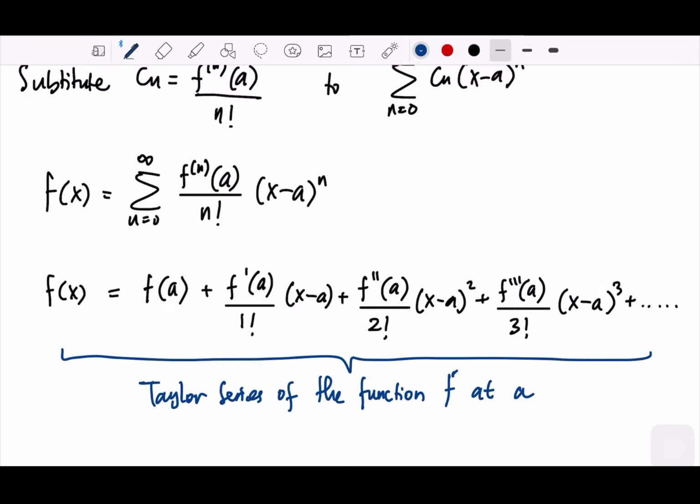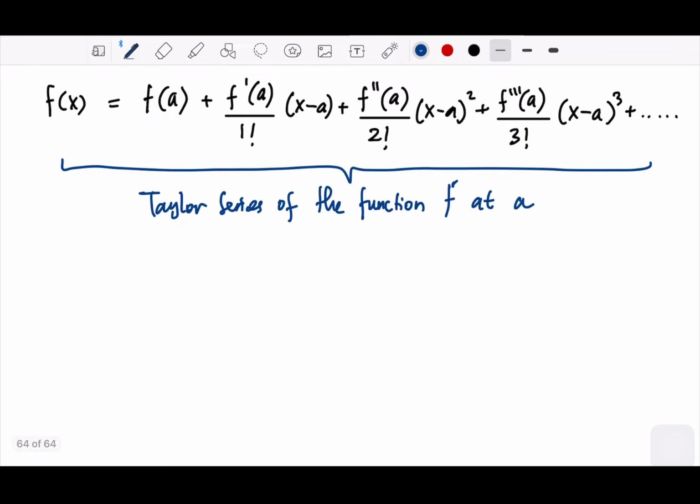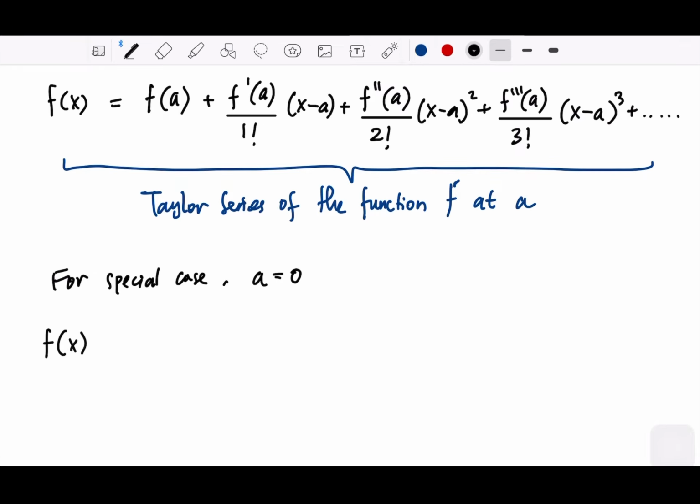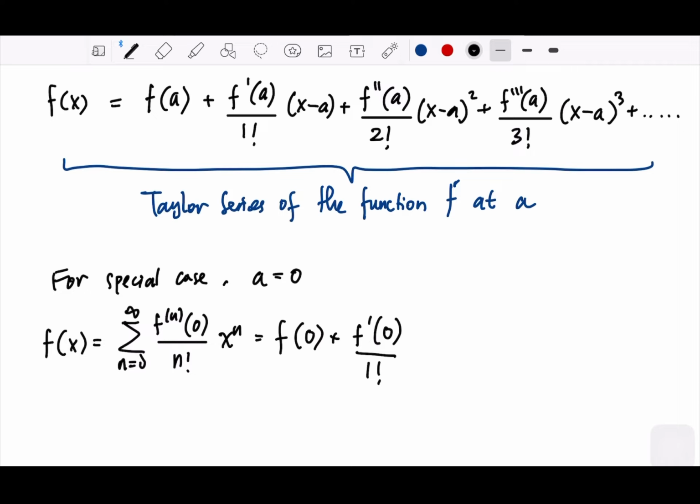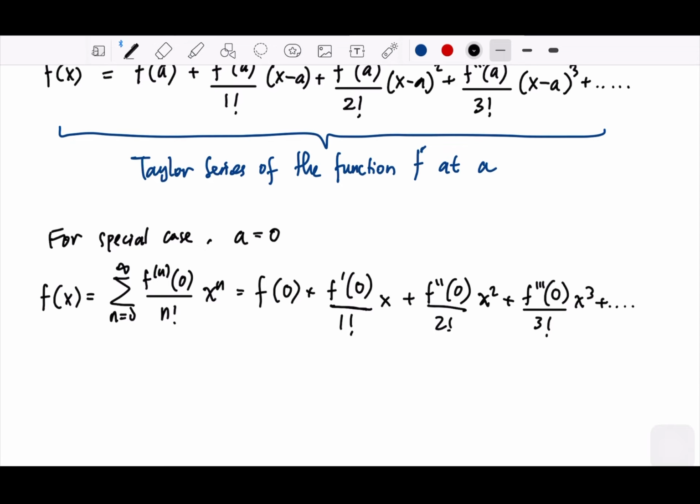Okay, maybe let me go to the Maclaurin series. The Maclaurin series is actually the Taylor series, but with a equal to 0. So for the special case where a is equal to 0, the Taylor series becomes, we just exchange all a with 0. So this is f of 0, and then f prime 0 over 1 factorial, and all the terms just x, x squared, x cubed, and this is what we call the Maclaurin series.